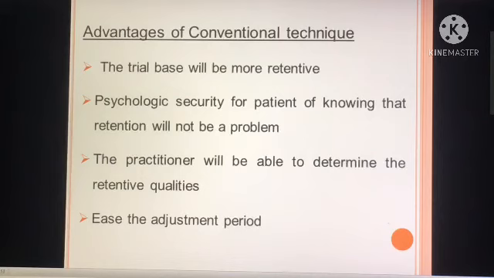Even the practitioner will be able to determine the retentive qualities of the denture he is going to fabricate. And the patient himself knows the posterior extent of this denture, so that will help in adjusting to the new denture post insertion. So these are the advantages of the conventional technique.